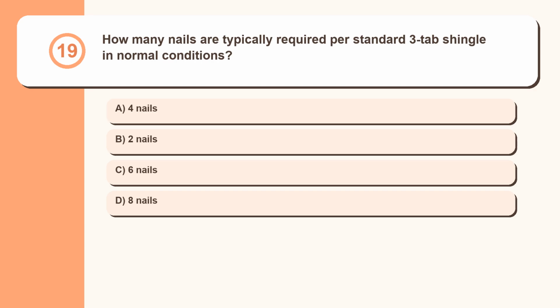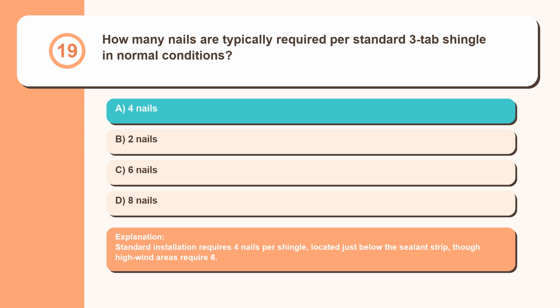Question 19. How many nails are typically required per standard 3-tab shingle in normal conditions? 4 nails, 2 nails, 6 nails, 8 nails. Standard installation requires 4 nails per shingle, located just below the sealant strip, though high wind areas require 6.